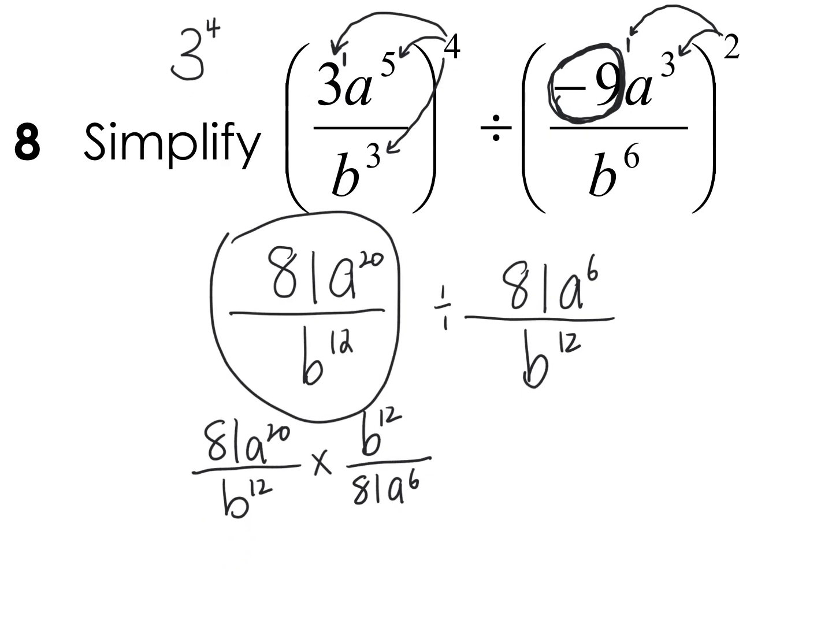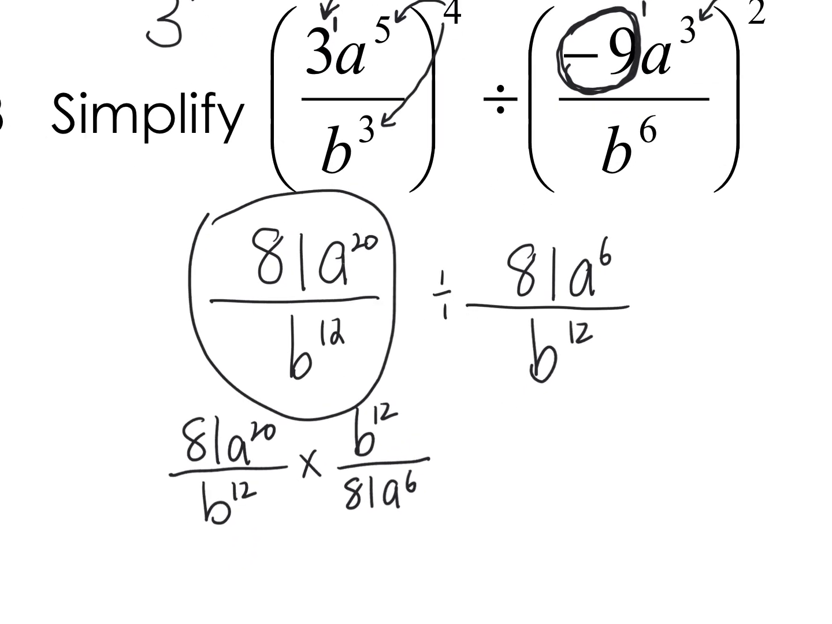Okay, so now the idea is this. All the numerators, you see them as 1 because it's multiply. All the denominators, you see them as 1. So you can do your cancellation now. 81 and 81 cancel out. B12 and B12 cancel out. I have 20 A's on top, 6 A's at the bottom. What am I left with? 14 on top, right? This is gone. So my final answer is just A14. That's it.